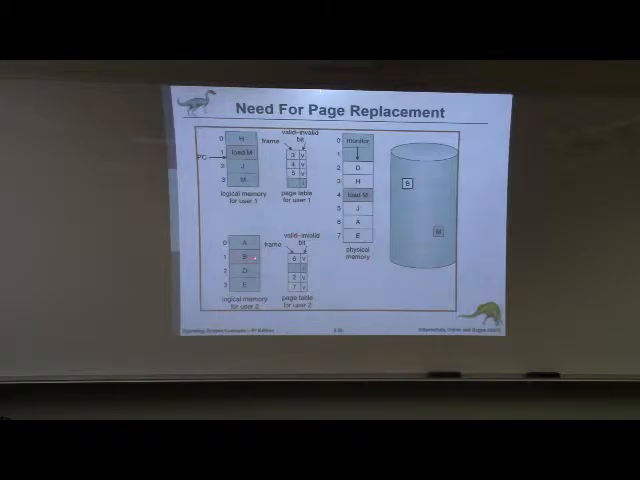By the way, the page table is per process. Don't be confused, except for inverted. In the case of inverted page management, we have a page table for all the frames, and then it has the process ID and the page number.